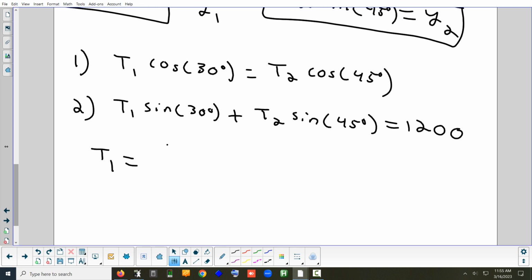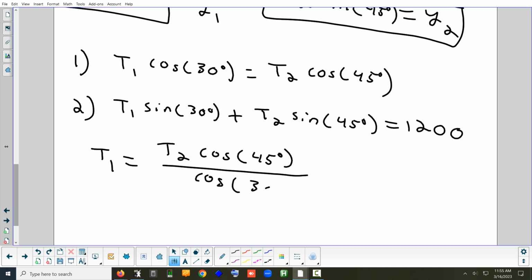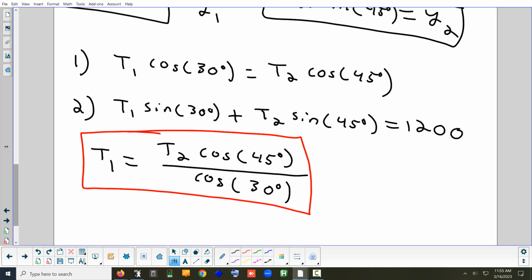Just divide. Sure, if you want to get T1 alone. So T1 equals T2 cosine 45 over, what did you say to divide by? Cosine 30. So we're going to come back to that because once we know T2, we just fill it in right here, and then we have T1. Okay, so what are we going to do? What are we going to do with what's in that red box? Substitute for T1. We're going to substitute it for T1 right there.